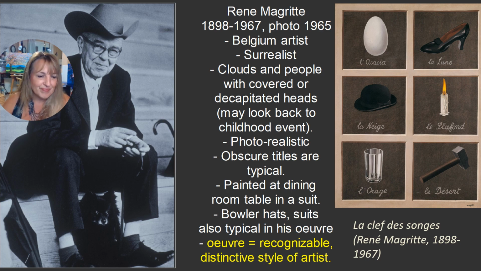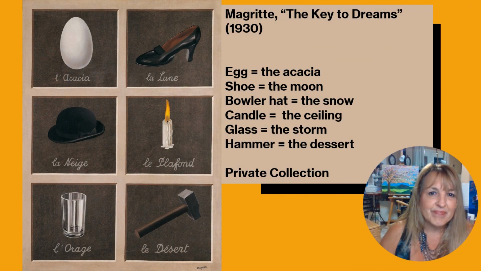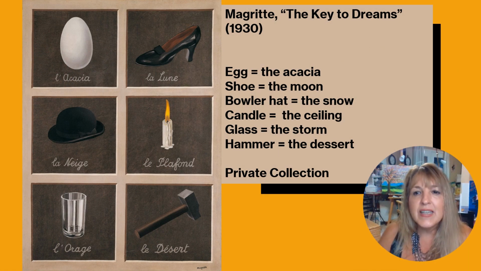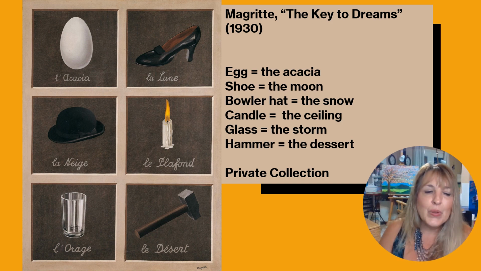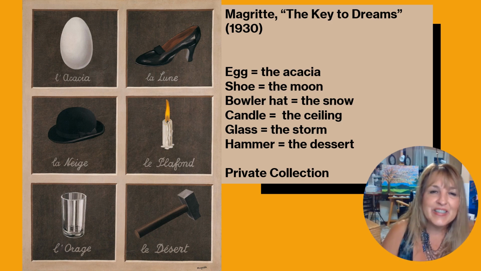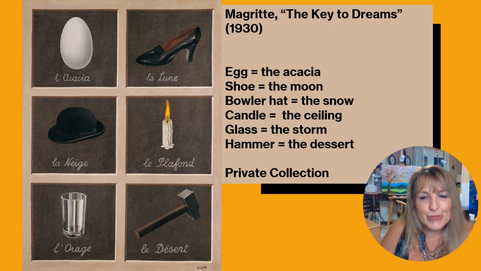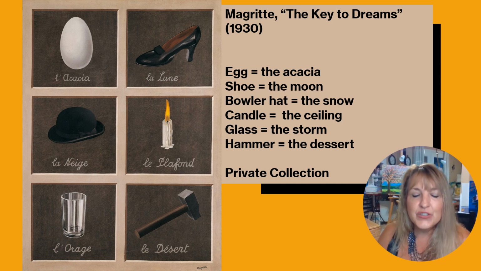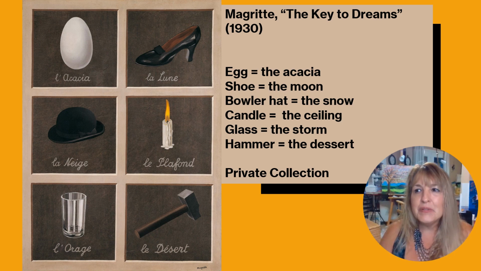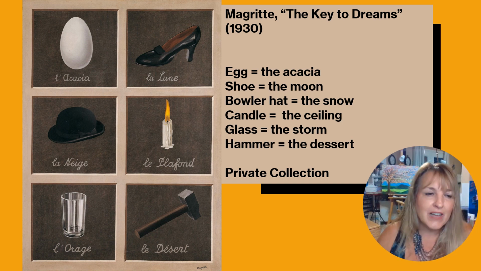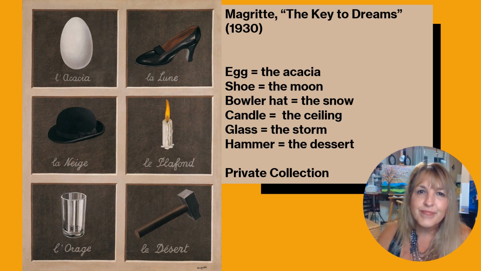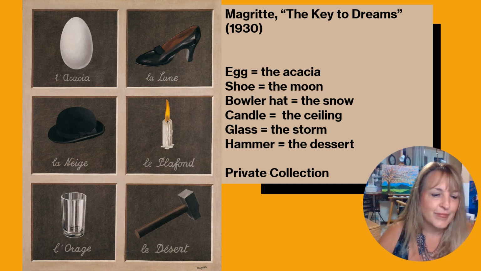And so this is called Magritte, the Key to Dreams. The egg equals the acacia, the shoe equals the moon, the bowler hat equals the snow, the candle equals the ceiling, the glass equals the storm, and the hammer equals the dessert. Do I think he was trying to tell us anything or give us a certain code to his works? No, I think he was just messing with us. But he and Salvador Dali were both very good at that.